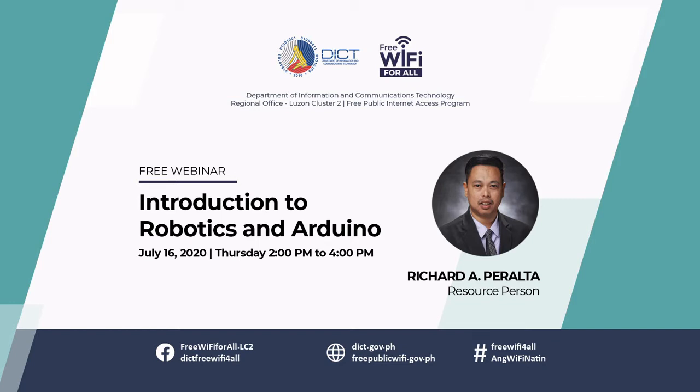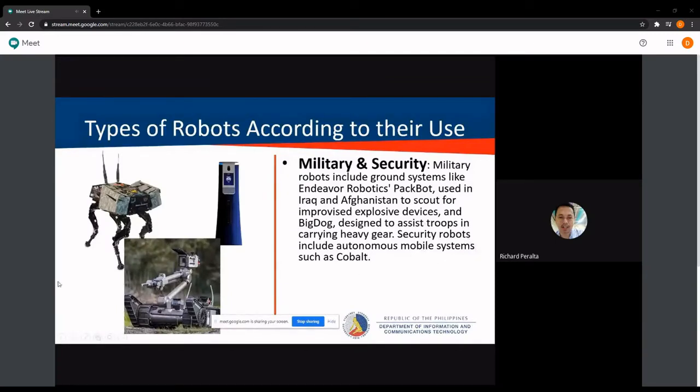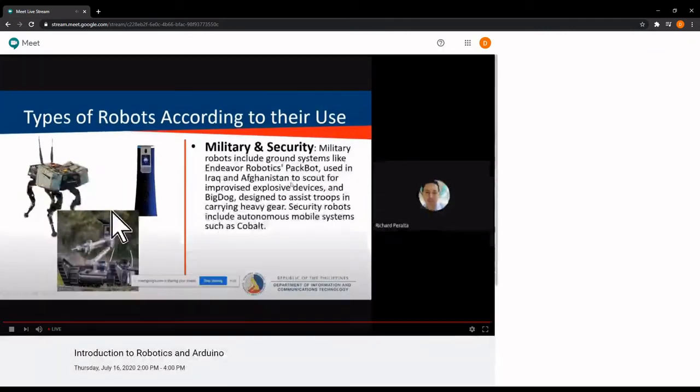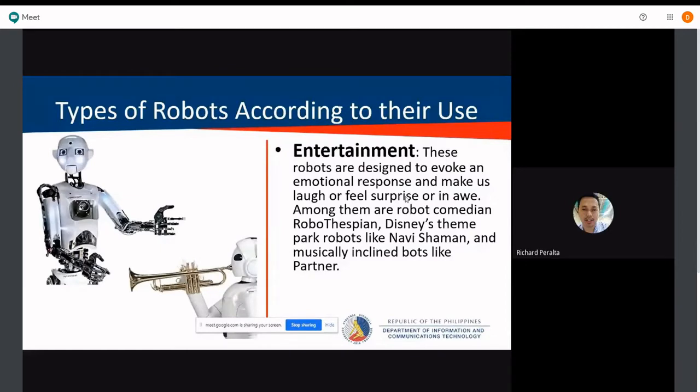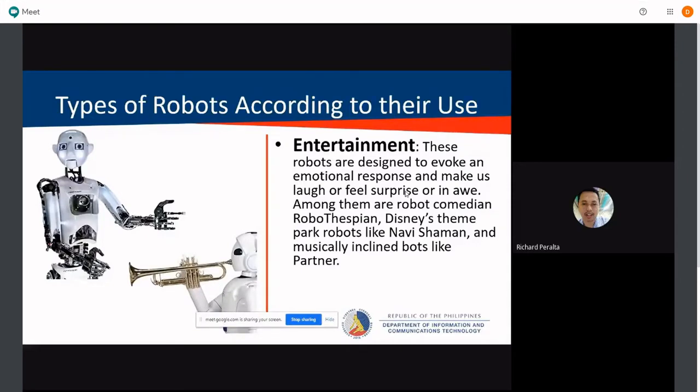Okay, next we have military and security. Of course, in the military, we use robots to transport explosive devices or the gear of troops. Security robots include autonomous robots such as the Cobalt. These are used for security and military reasons. Next, we have entertainment. Entertainment robots are designed to evoke an emotional response, to make us laugh or feel surprise or awe. Among these are the community robot Sapien, theme robots like the Nao, and companion robots such as Partner. These are used for entertainment purposes only. Some robots are used to dance, play musical instruments, play the piano, and many others. Okay, next.